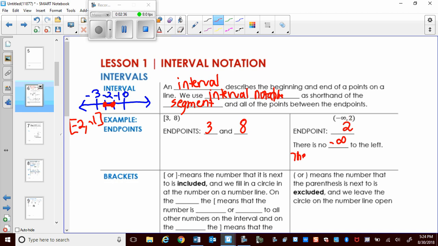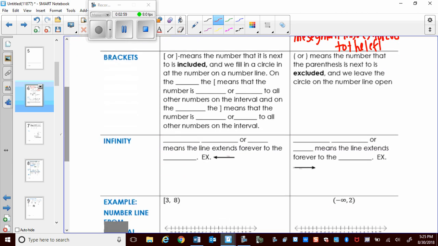segment moves forever to the left. Looks like this. It just goes there forever. It's going towards negative infinity. Okay? Now, what about these brackets? What's the meaning of these brackets? Well, when you have the hard brackets, the left-hand bracket or the right-hand bracket, it means that the number it's next to is included. And we fill in a circle at the number on a number line.